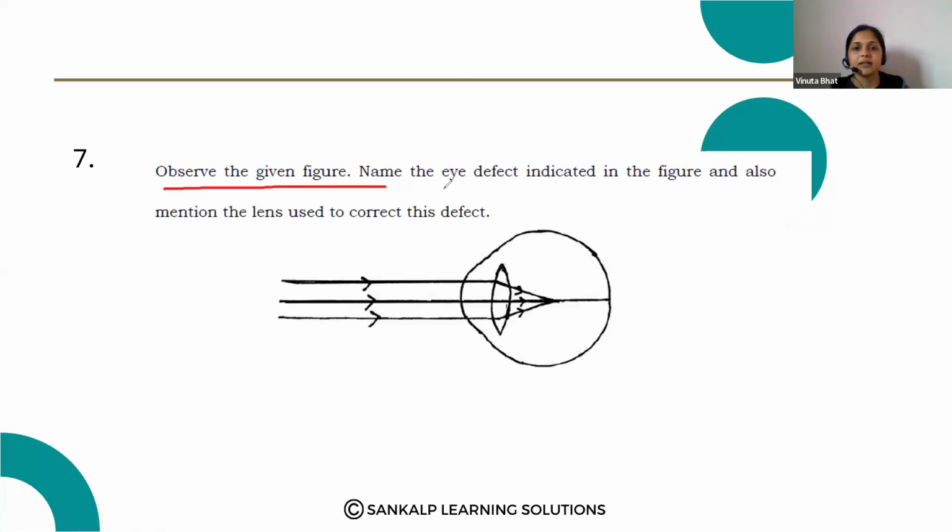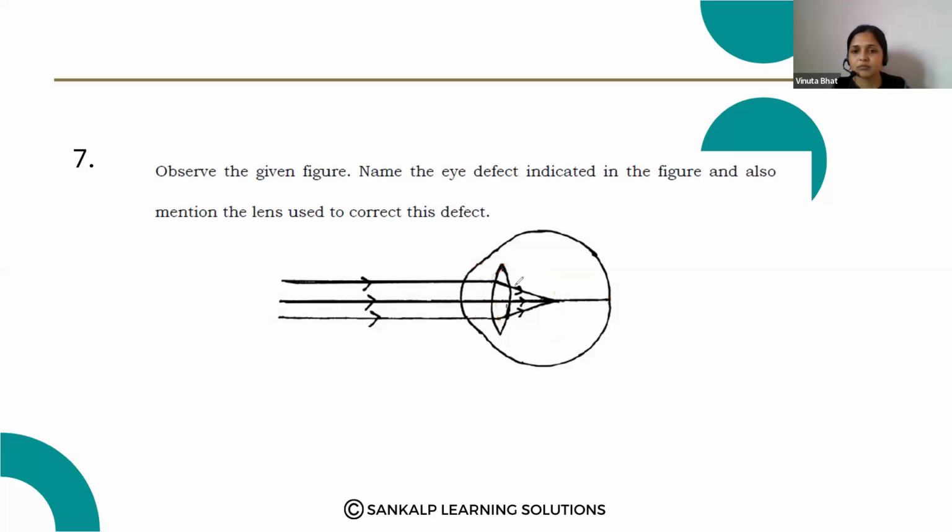Observe the given figure. Name the eye defect indicated in the figure and also mention the lens used in this defect. Here you can observe the image formation. This is the retina, and the image is formed just in front of the retina. If it is forming in front of the retina, what is the eye defect here?